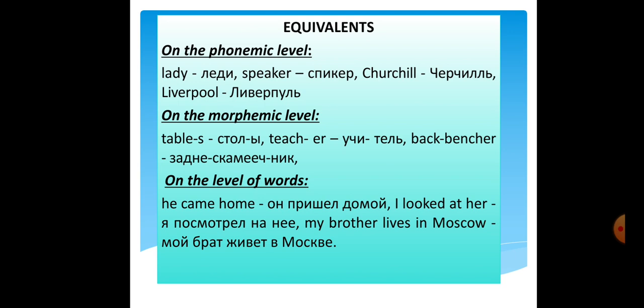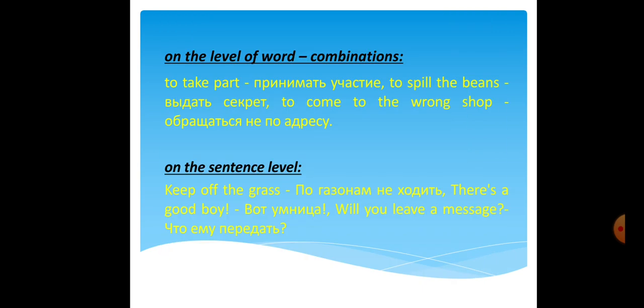On the level of words: he came home, он пришел домой; I looked at her, я посмотрел на нее; my brother lives in Moscow, мой брат живет в Москве. On the level of word combinations: to take part, принимать участие; to spill the beans, выдать секрет; to come to the wrong shop, обращаться не по адресу. In this case, word combinations are equivalent on the whole, but they do not have words in their structure which are equivalent to each other. On the sentence level: keep off the grass, по газонам не ходить; there is a good boy, вот умница; will you leave a message, что ему передать? In equivalent sentences in the original and translation, there are no words which correspond to each other.